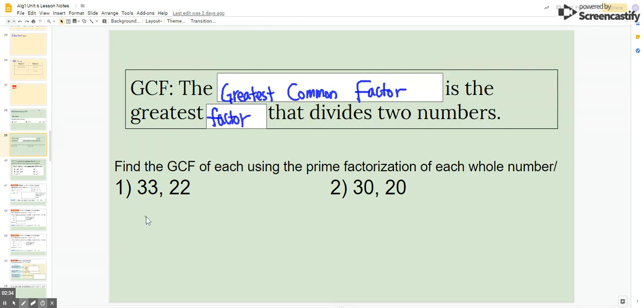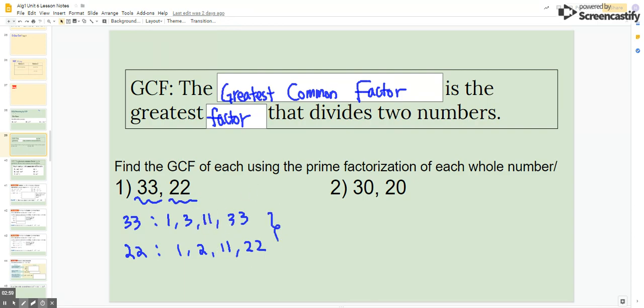So to find this, we need to find all the factors of each number. So 33, we have 1, 3, 11, and 33. And 22, what are the factors? 1, 2, 11, and 22. That's it. So what is the greatest factor that divides two numbers? What is the greatest common factor among these factors? We have 11 and 1, but 11 is the greatest. So the GCF is 11 for number 1.